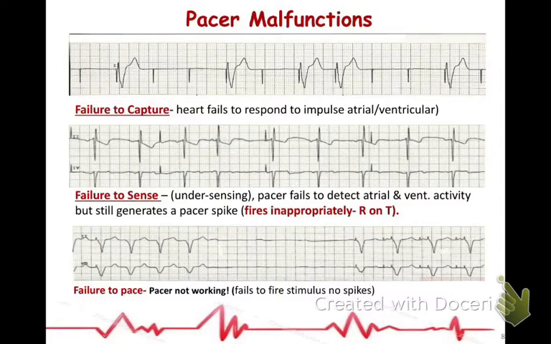And then you've got your failure to sense. That means the pacemaker's undersensing. So it fails to detect the atrial and the ventricular activity, but you still get a spike. You might get one on the R, you might get one in the right place, you might get one on the T.